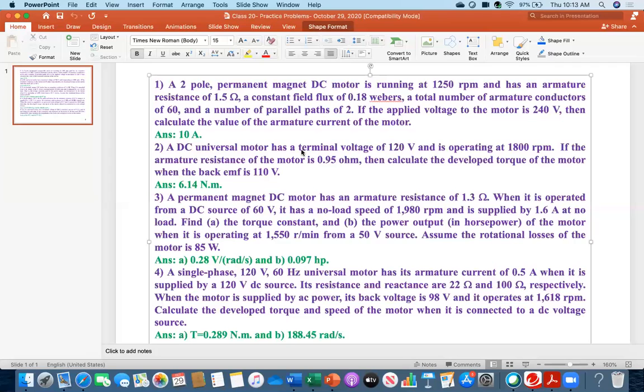Sam, are you getting it properly? Yes, sir. I got the torque constant for 3, and I'm working on the power output now. Okay, great. Anybody who gets a different result than me, let me know, and I will check my calculator again.